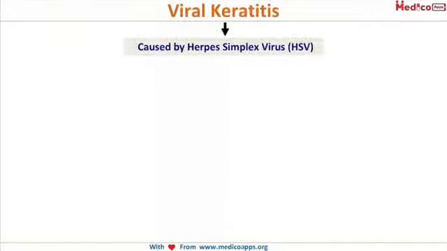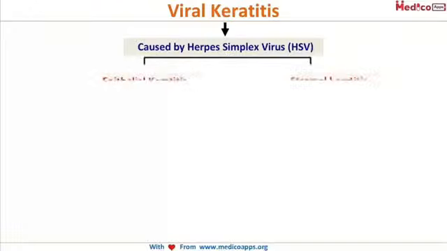That is the viral keratitis. It is caused by herpes simplex virus. Only the herpes viruses affect the cornea. Most of the other viruses don't. So it can affect the cornea in two different types. It can be only an epithelial keratitis, or it can go deep into the stroma and cause a stromal keratitis. So epithelial and stromal HSV keratitis is present in cornea.